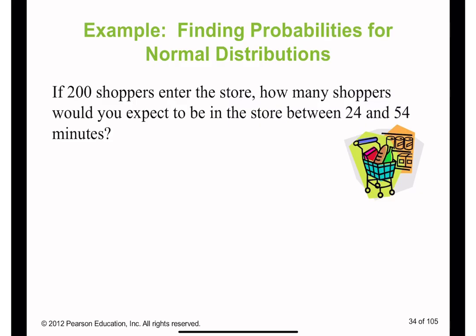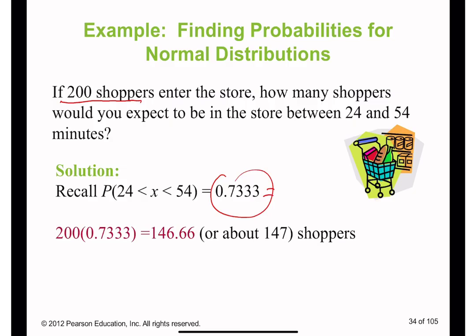Next example, it's the same thing. Previously we saw the chance for one shopper to stay between 24 and 54. Here we are looking at 200 shoppers staying between 24 and 54. The result is the percent that we found, 73.33%, that's for one shopper. So we multiply by 200 and get 146.66 shoppers that will stay.